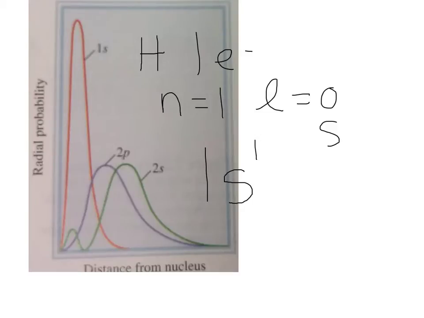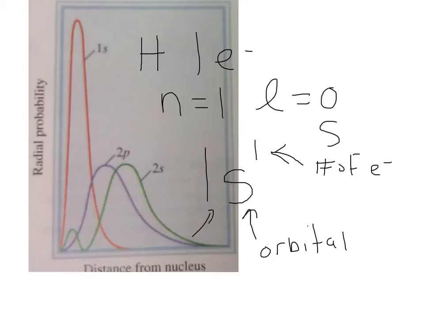And to describe that, we draw it like this. So the electron configuration for hydrogen is 1s1, where again 1 is the number of electrons, no hashtag, number sign. s is the type of orbital, and 1 is the value of n.